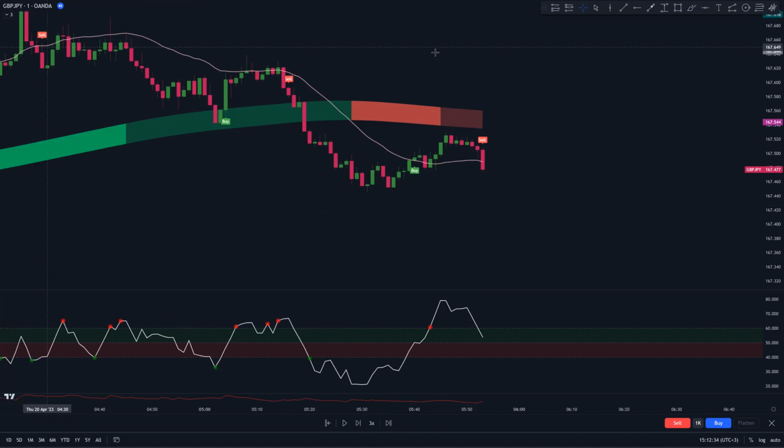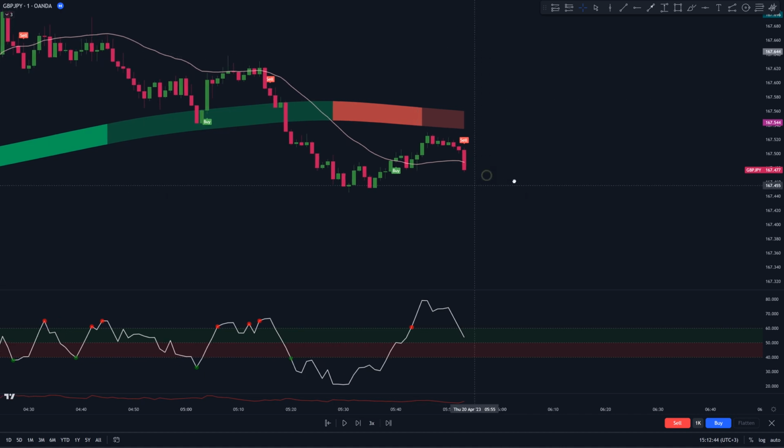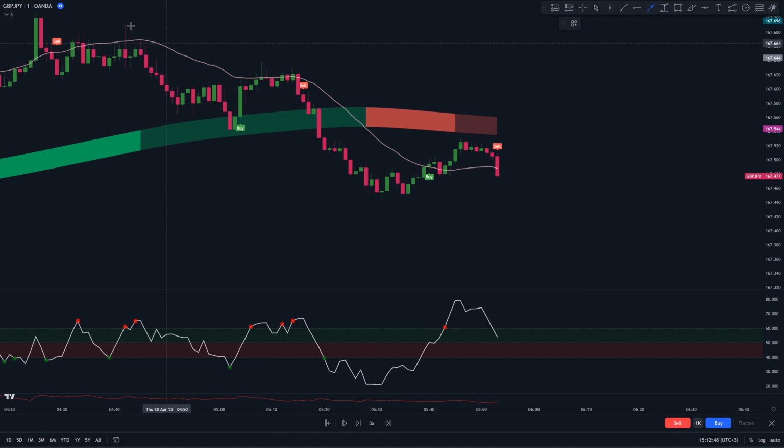For short trades, we're going to do the opposite. So the first thing that we're going to look for is a long-term bearish trend. A long-term bearish trend happens when this trend ribbon of the market bias indicator is colored bright red. Second, the market should do a pullback.